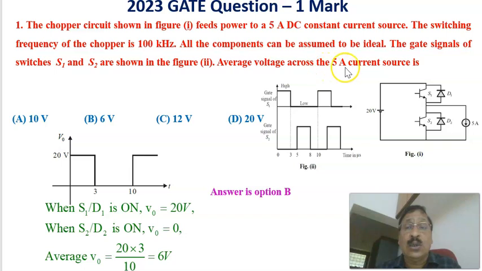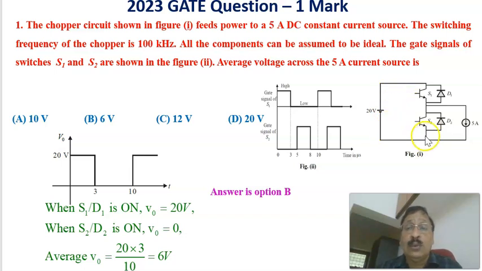What is the average voltage across the 5 ampere current source? That is to be calculated. And the options are A 10 volt, B 6 volt, C 12 volts, and D equal to 20 volts.